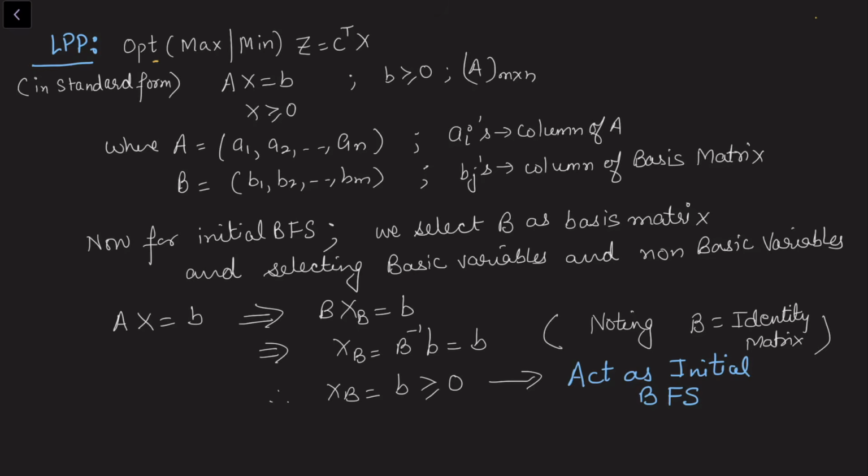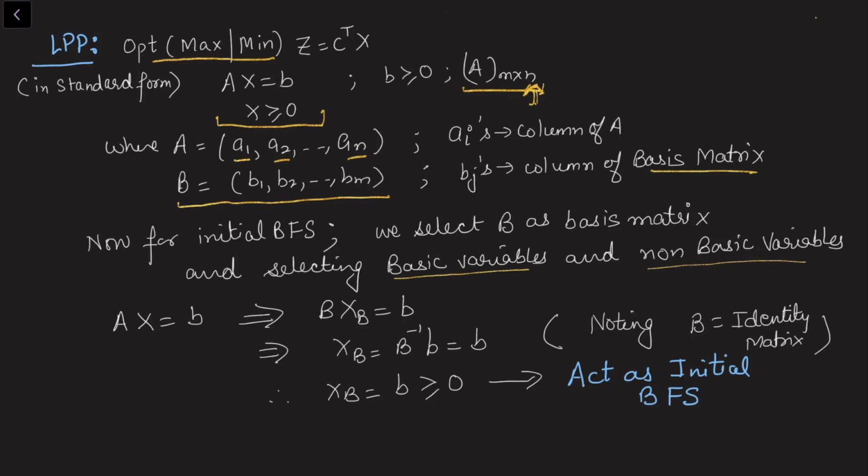So look at the most general linear programming problem. Here optimization, maximum or minimum Z equal to C transpose X subject to the constraint and non-negative restriction. A is the coefficient matrix of order m cross n, and if I want to write the A matrix in terms of the columns, so A1, A2, up to An, there are n number of columns, and the Ai are the columns of A. And in the same way we can select a sub matrix of the matrix A, that is the matrix B, and this B is called the basis matrix, where we select the B matrix by selecting some of the variables as basic variables and some of the variables as non-basic variables.